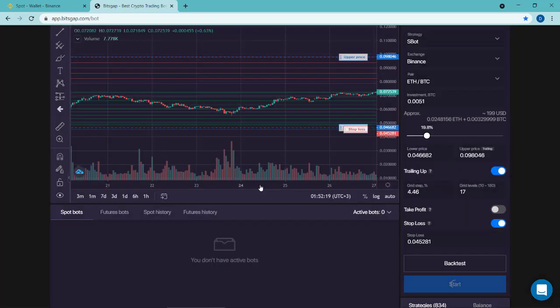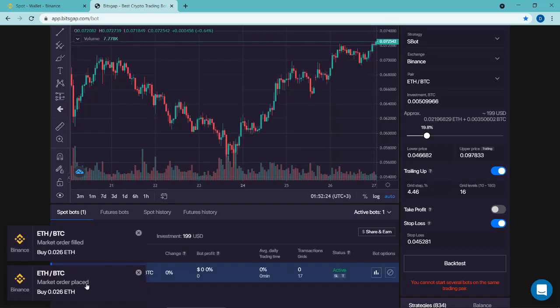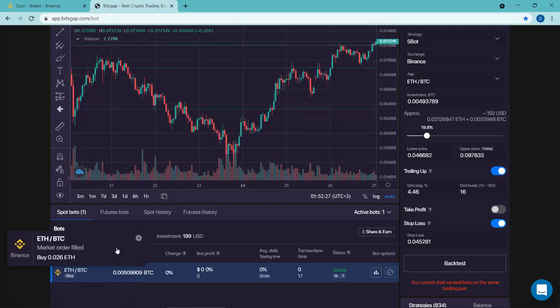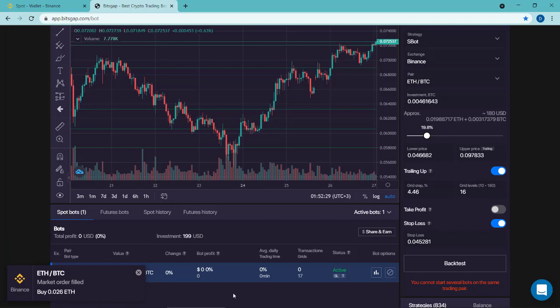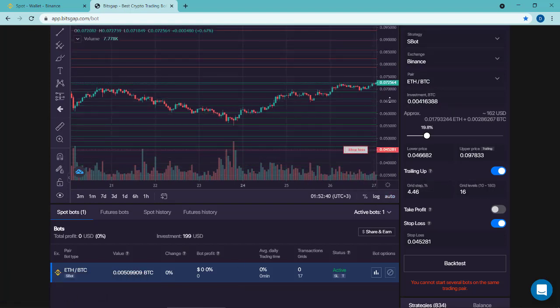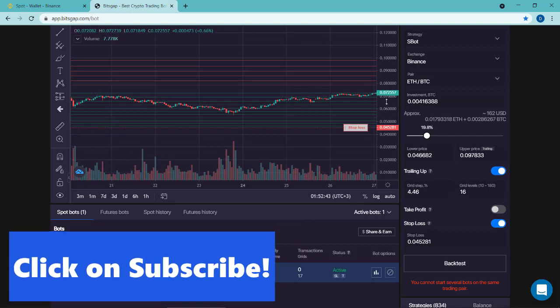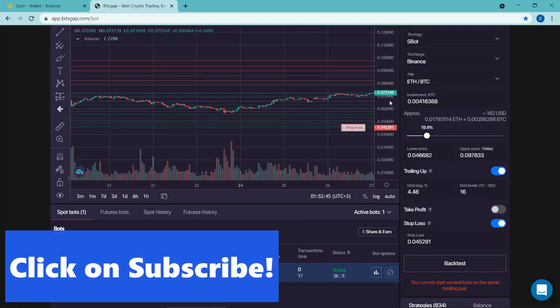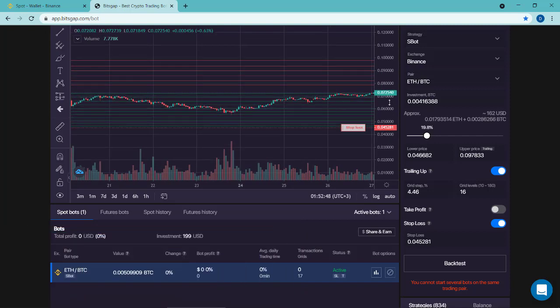So I say, yes, I want you to buy it, and I get a message that tells me that an order was placed, and then another message to tell me that the order was fulfilled. So now it bought some Ethereum for me, and now it's starting the bot. And here it says the bot is started. Right, so now we've got the trading bot running with my account of $200, and over the next few days, we'll see how it progresses.